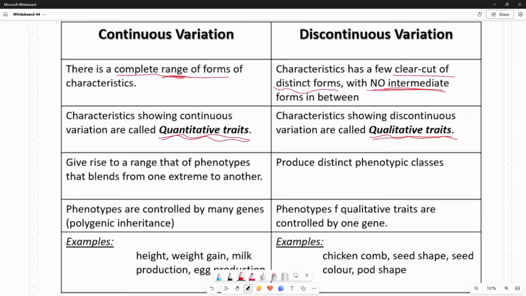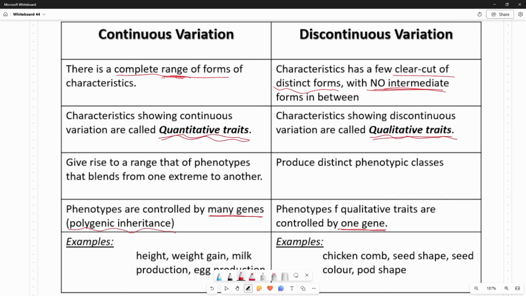Continuous variation, or quantitative characteristics, will always give rise to a range of phenotypes that blends from one extreme to another extreme. But in terms of discontinuous variation, they produce distinct phenotypic classes. The phenotypes in continuous variation are controlled by many genes.